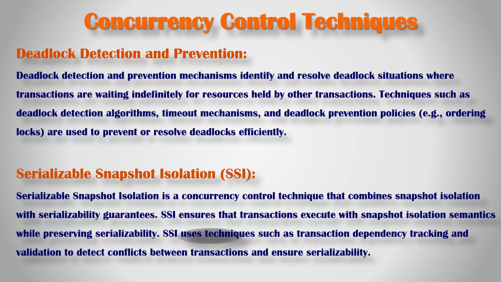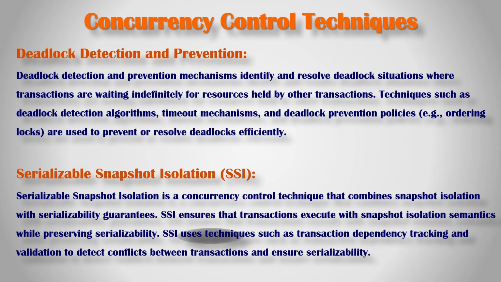Deadlock detection and prevention. Deadlock detection and prevention mechanisms identify and resolve deadlock situations where transactions are waiting indefinitely for resources held by other transactions. Techniques such as deadlock detection algorithms, timeout mechanisms, and deadlock prevention policies, e.g., ordering locks, are used to prevent or resolve deadlocks efficiently.